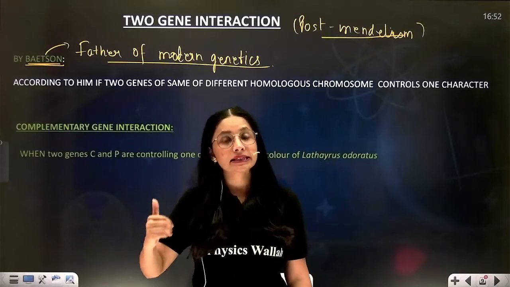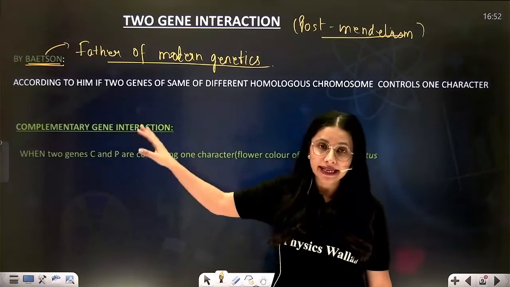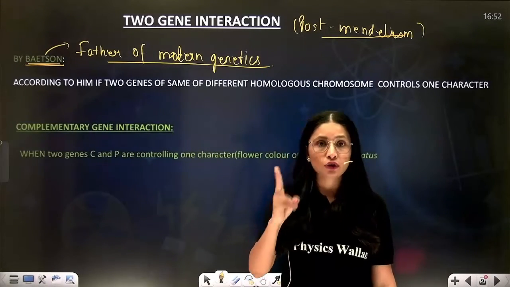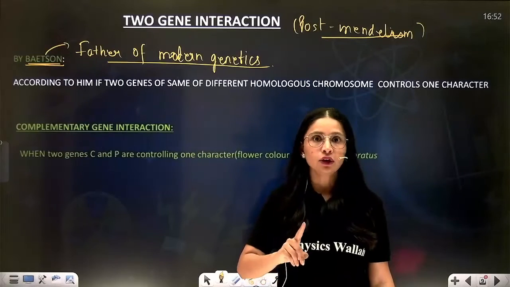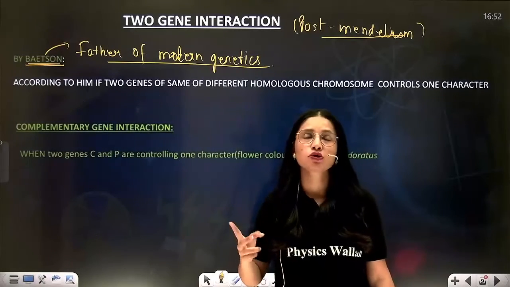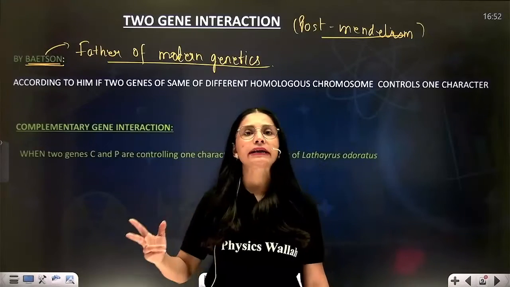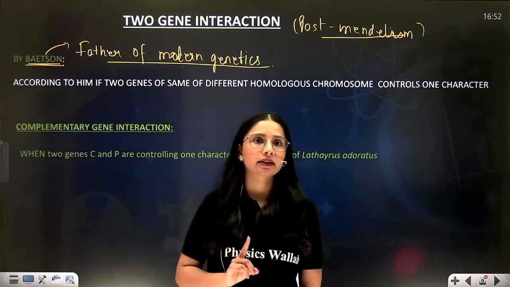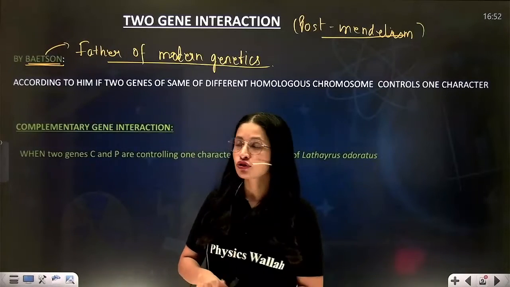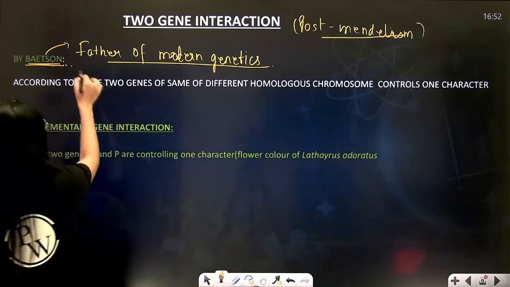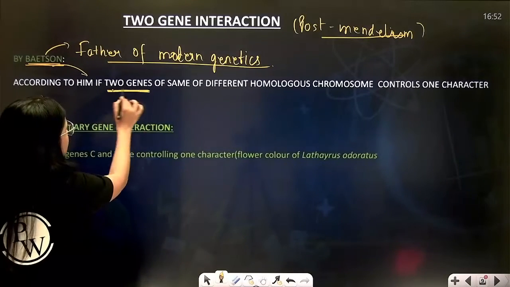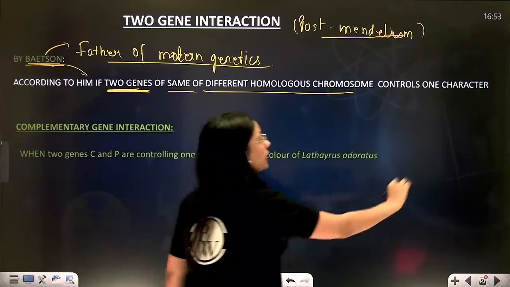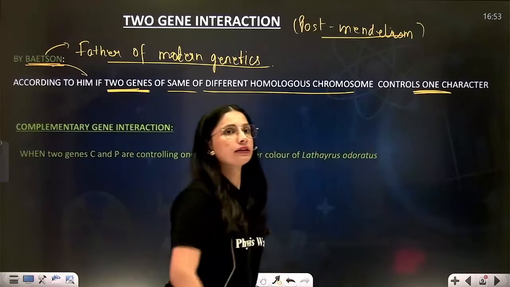Correct? Under the same heading of pleiotropy, Bateson proposed two gene interaction, where you will see two genes either located on the same chromosome, meaning homologous chromosome, or located on different chromosomes, controlling one character. Right? So what is two gene interaction? According to Bateson, beta, two genes on the same or different chromosomes control one character.